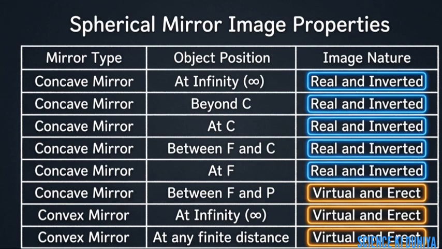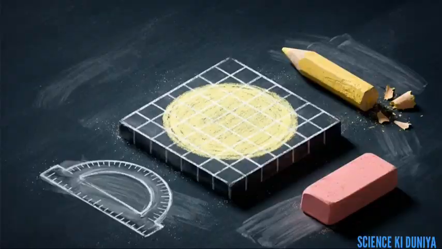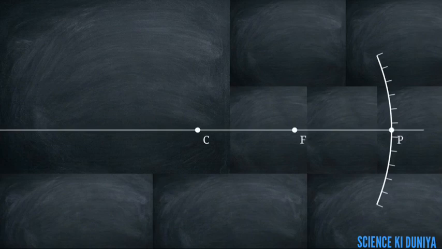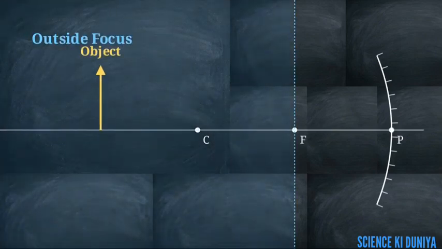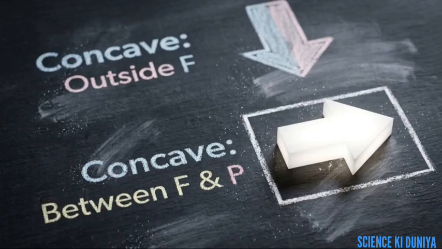Looking at this summary table, you can see how predictable these systems are. Out of 8 total scenarios across both mirror types, 6 produce real inverted images, and only 2 produce virtual ones. For exams, you can boil this entire chart down to 3 hard and fast rules. First, if you're using a concave mirror and the object sits anywhere outside the focus, your image is guaranteed to be real and inverted. Second, if that object crosses inside the focus on a concave mirror, the image switches completely. It is always virtual, upright, and magnified.